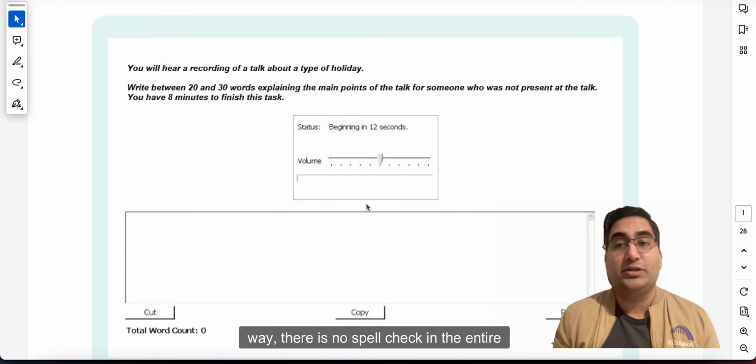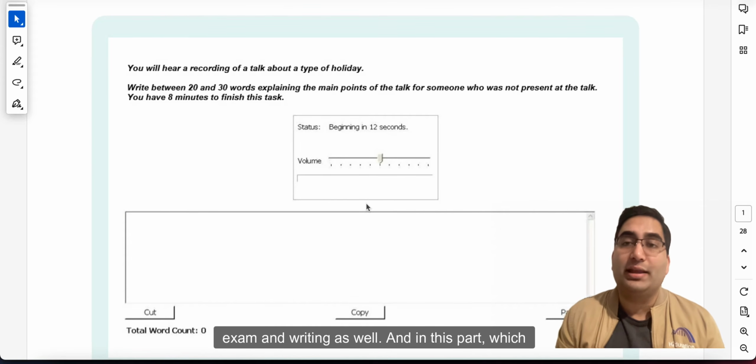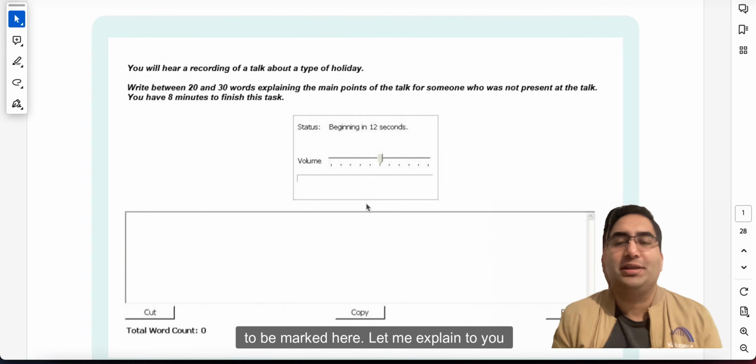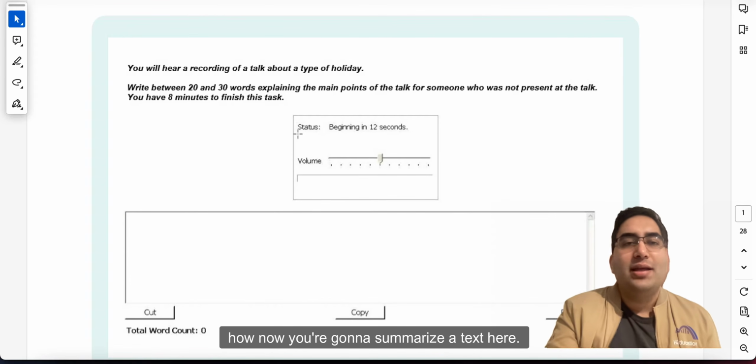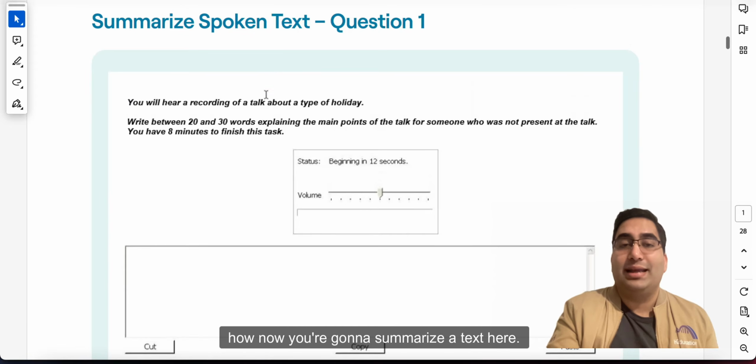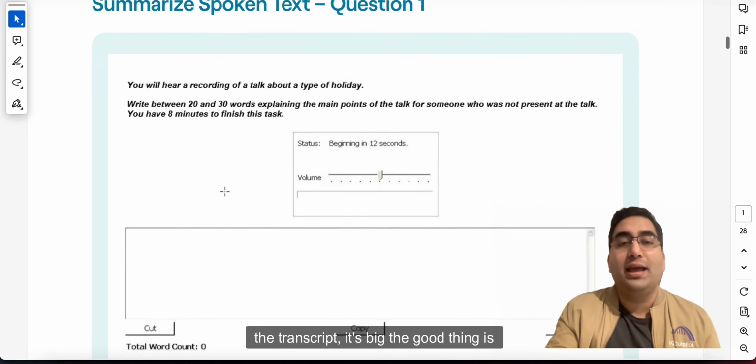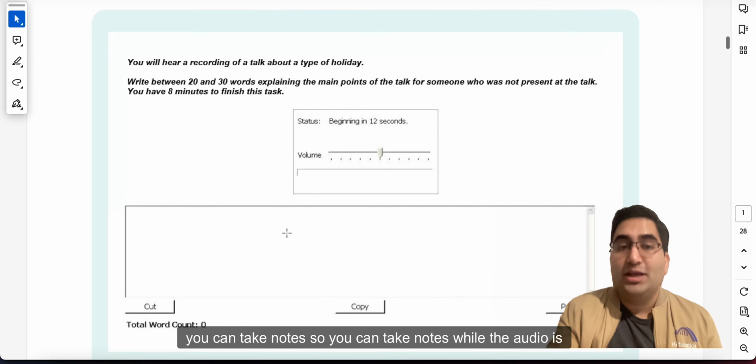And by the way, there is no spell check in the entire exam, in writing as well, and in this part, which is listening, but your writing is still going to be marked here. Let me explain to you how. Now, you're going to summarize a text here. It's going to be a big text. If you listen to the transcript, it's big. The good thing is you can take notes. So you can take notes while the audio is being played.